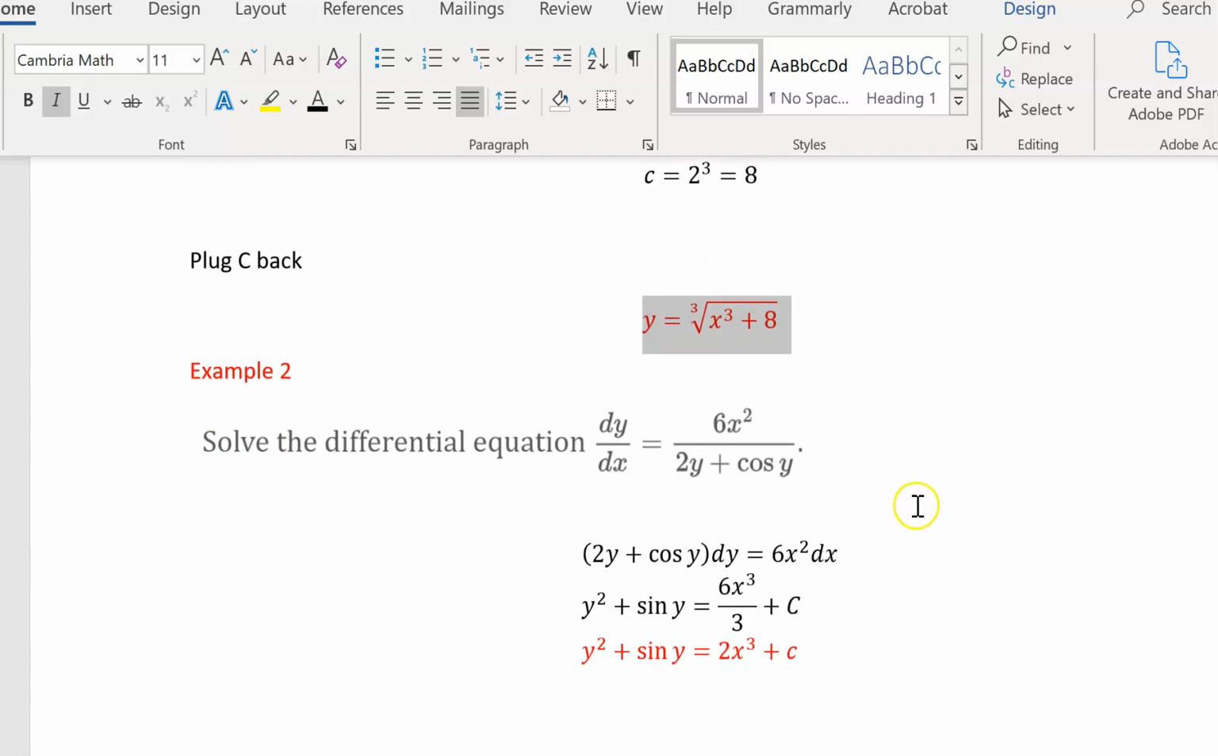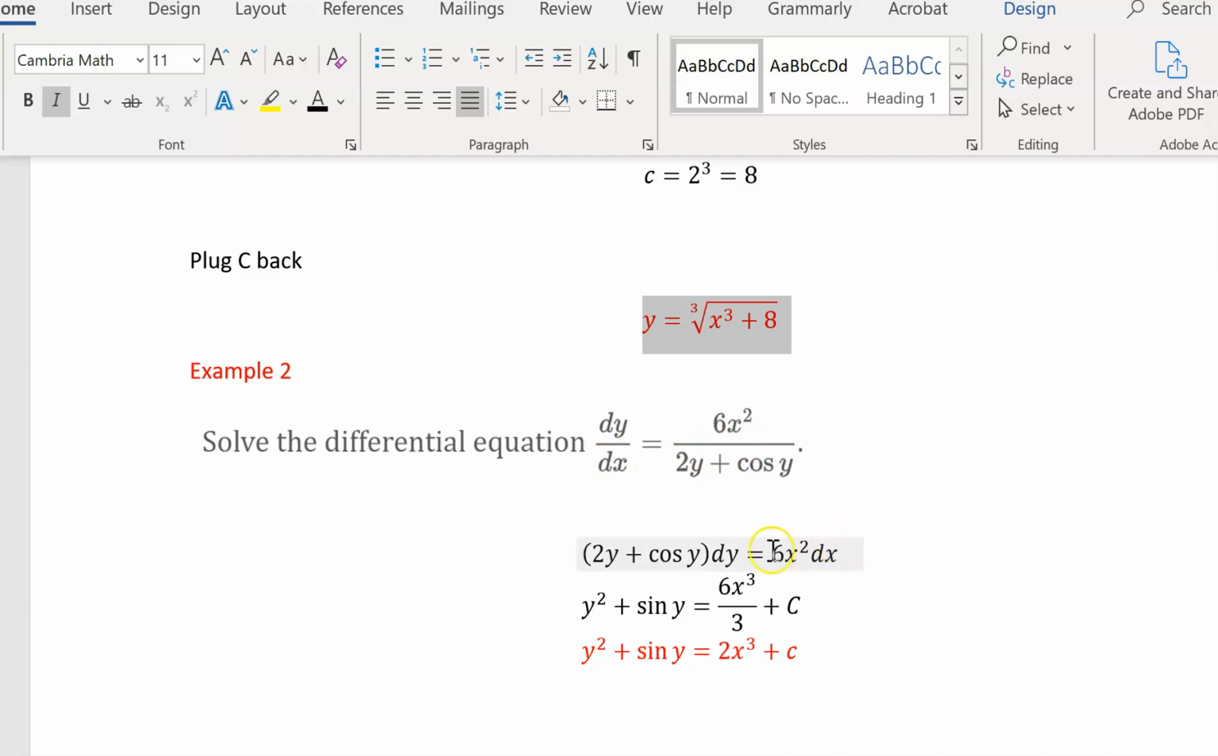So now let's take another example. Again, we have dy over dx equals 6x squared over 2y plus cosine y. So again, here also the y and the x's can be separated very easily. So we can take the y onto this side and we can write it as 2y plus cosine y times dy on the left hand side, and then we can cross multiply and get 6x squared dx on the right hand side.